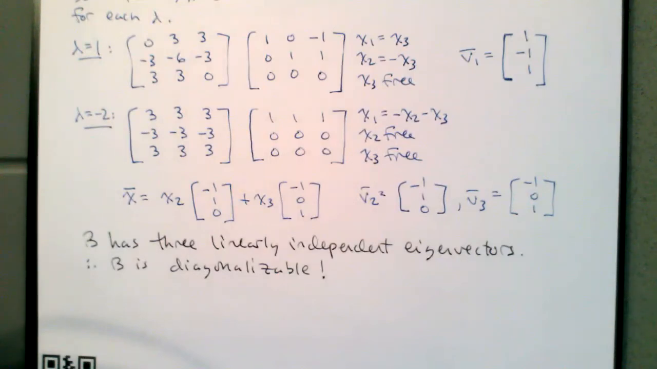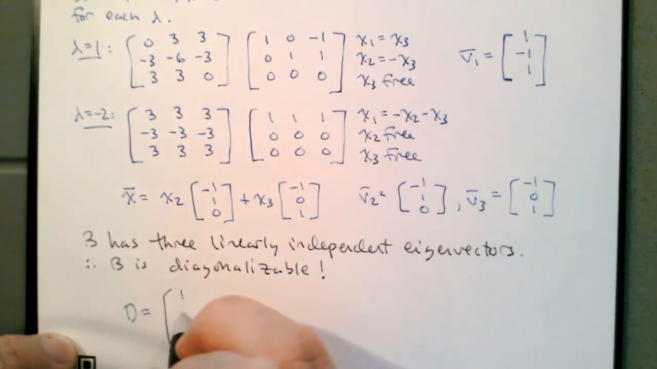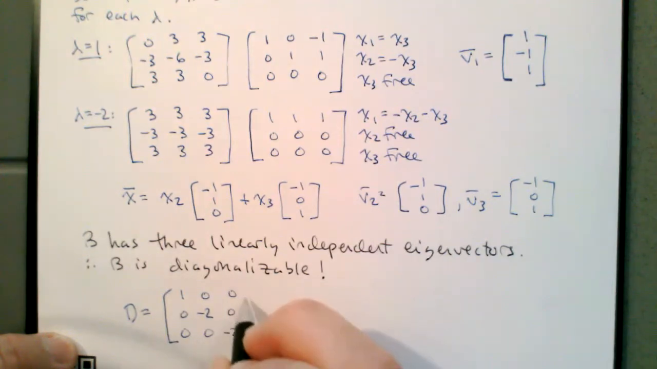Specifically, that means there's a diagonal matrix D and an invertible matrix P such that B is equal to P times D times P inverse. The diagonal matrix D will consist of the eigenvalues. Notice that lambda equals 1 corresponds to a one-dimensional eigenspace, and lambda equals negative 2 corresponded to a two-dimensional eigenspace. So for my diagonal matrix D, I'm just going to use the negative 2 twice.